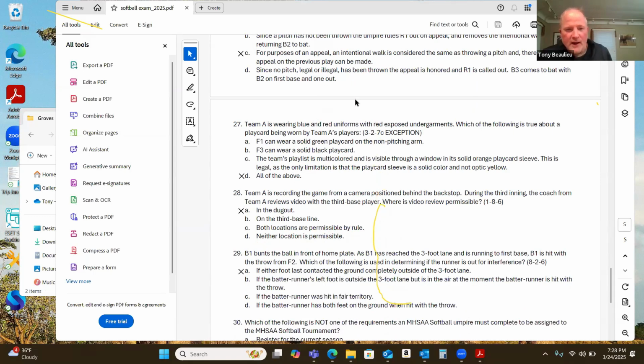Okay, 27. Team A is wearing blue and red uniforms with red exposed undergarments. Which of the following is true about play cards?